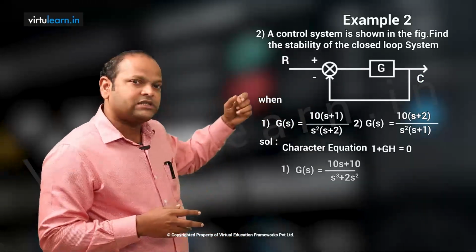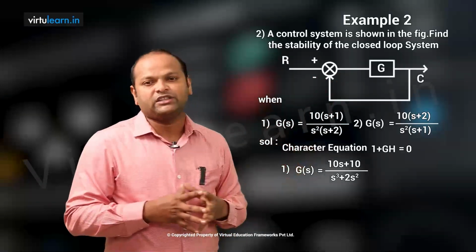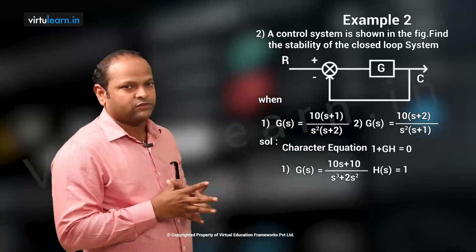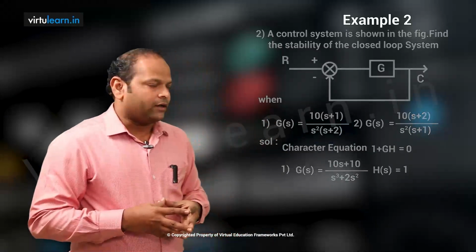So whatever G(s) that are given, which are the forward path transfer function G and the feedback path H is equal to 1. So we need to find the stability of these two systems. Now how to solve this using the Routh-Hurwitz criteria?